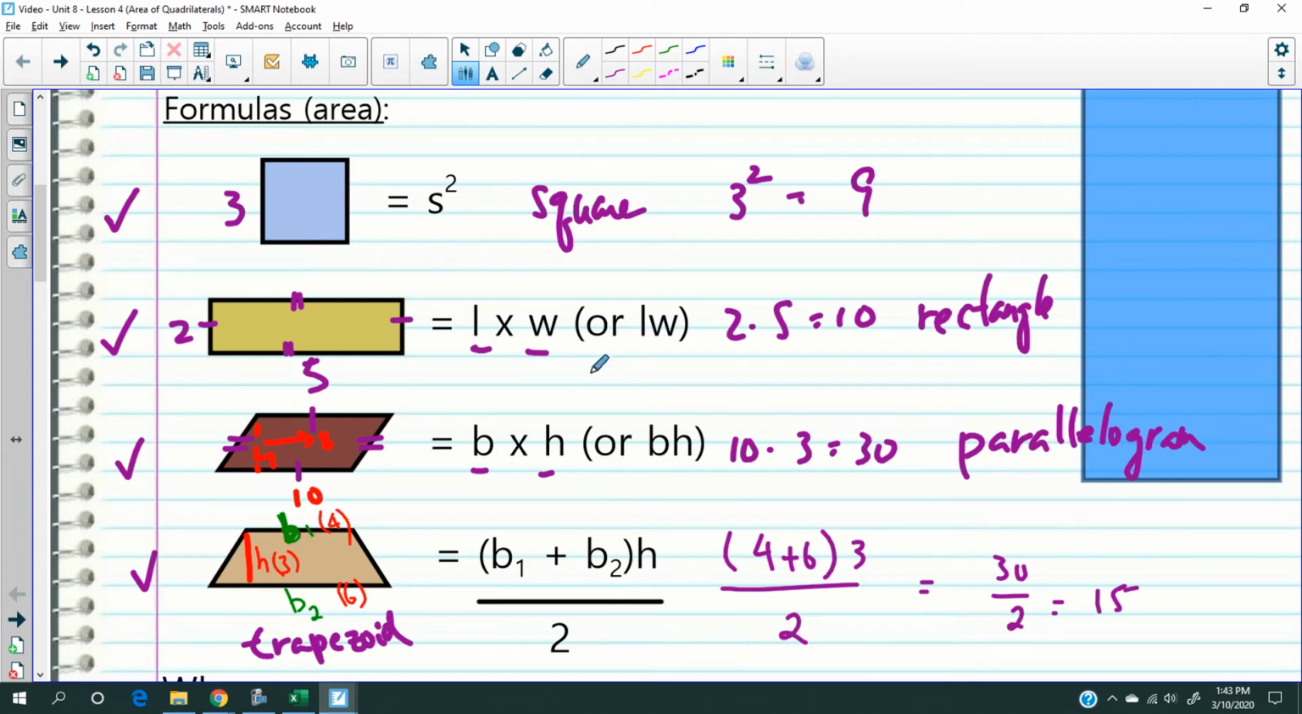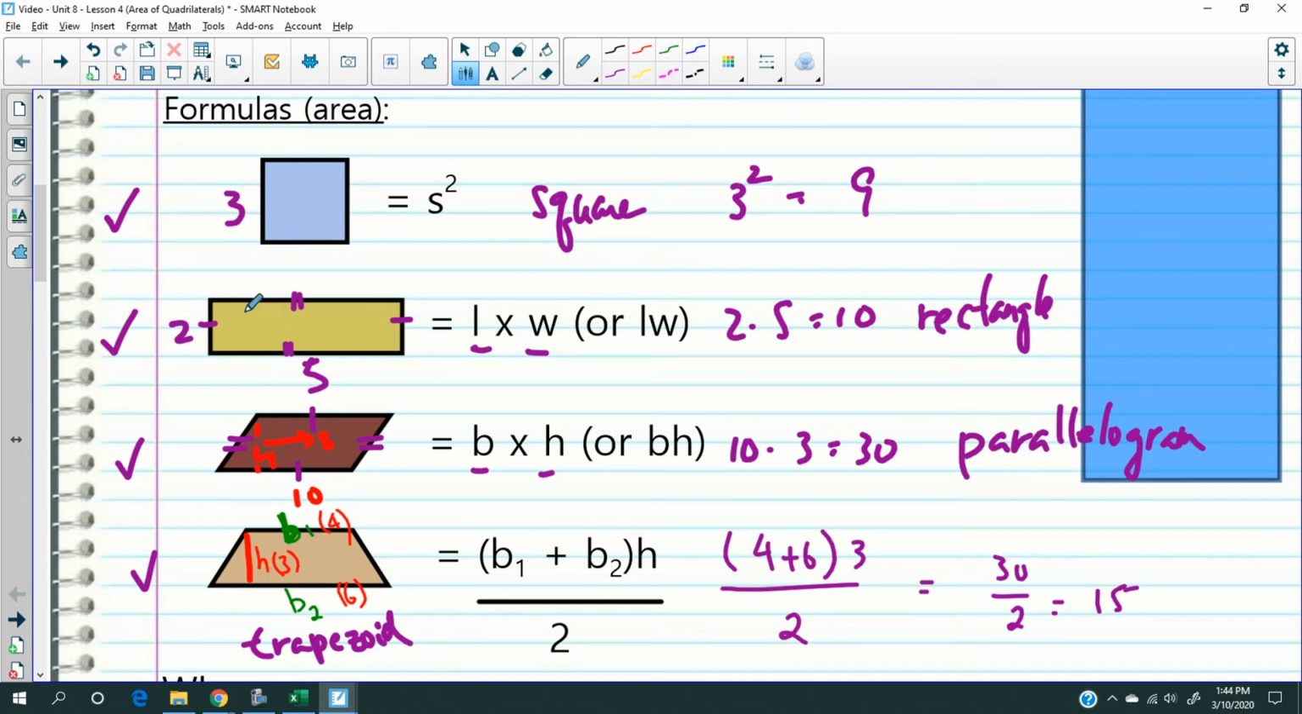Whereas for the area of a rectangle, where was I? Oh, so whereas the rectangle and the parallelogram, you just do base times height. Since the 2 bases of a trapezoid are different, what they're saying is, hey, add these together first and then divide it by 2 later. So in other words, in a way, you're basically taking the average of the 2 bases.